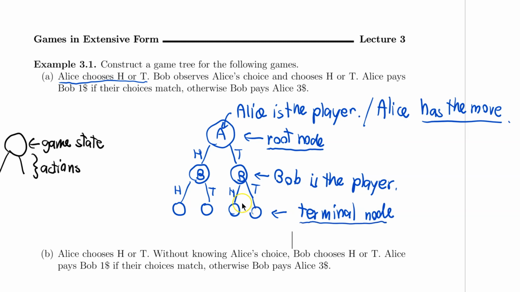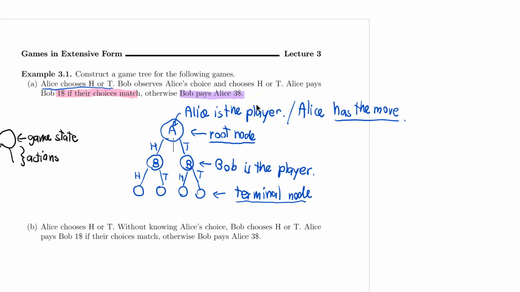At this terminal node, it's going to be the end of the game, and we see earlier that at the end of the game, Alice is going to pay Bob $1 if their choices match. Otherwise, Bob will pay Alice $3. So to represent this payment, we will usually write that as a vector.